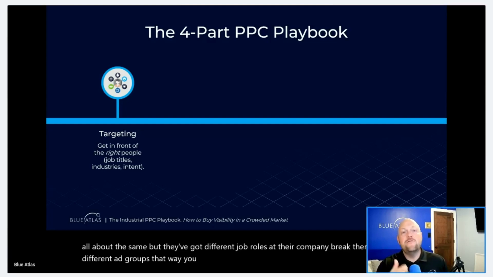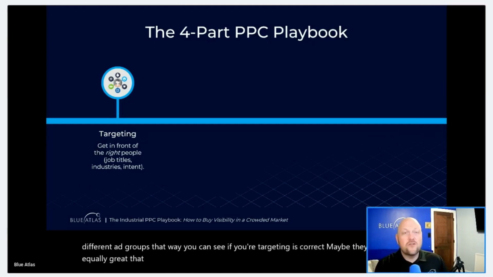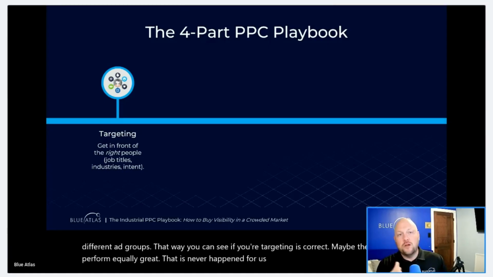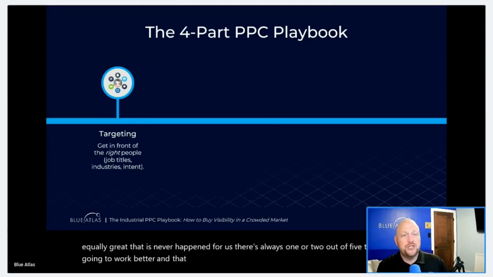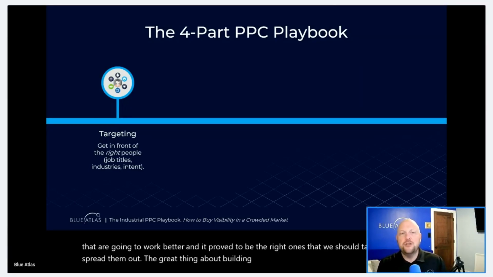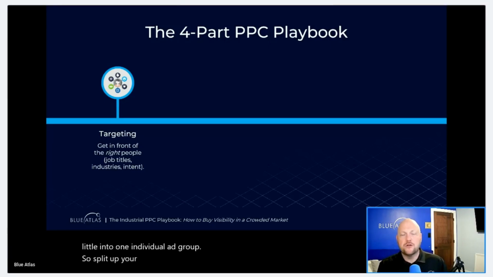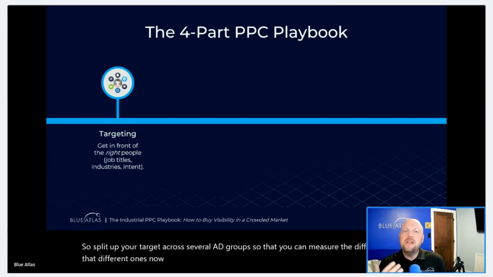That way you can see if your targeting is correct. Maybe they all perform equally. Great. That has never happened for us. There's always 1 or 2 out of 5 that are going to work better and that prove to be the right ones that we should target, but spread them out. The great thing about building a campaign is you can put as much or as little into one individual ad group. So split up your target across several ad groups so that you can measure the difference of those different ones.